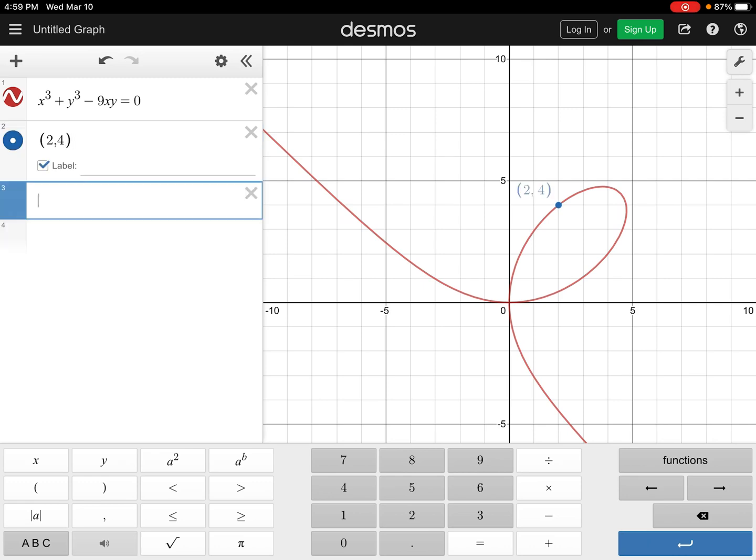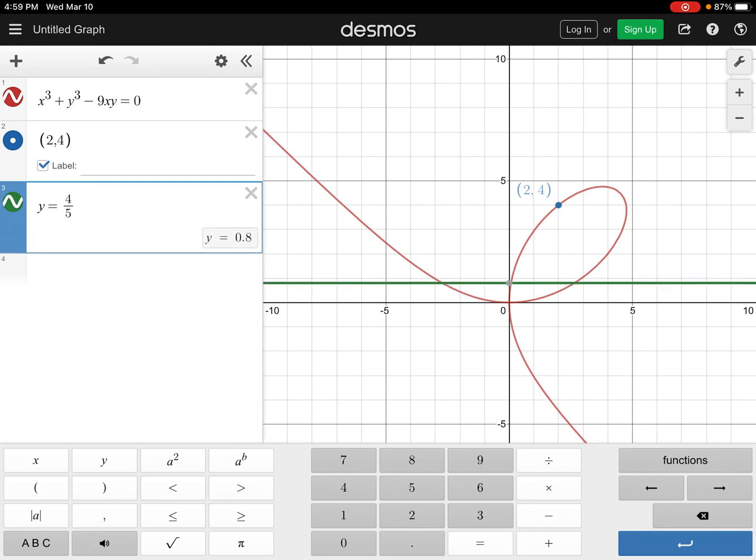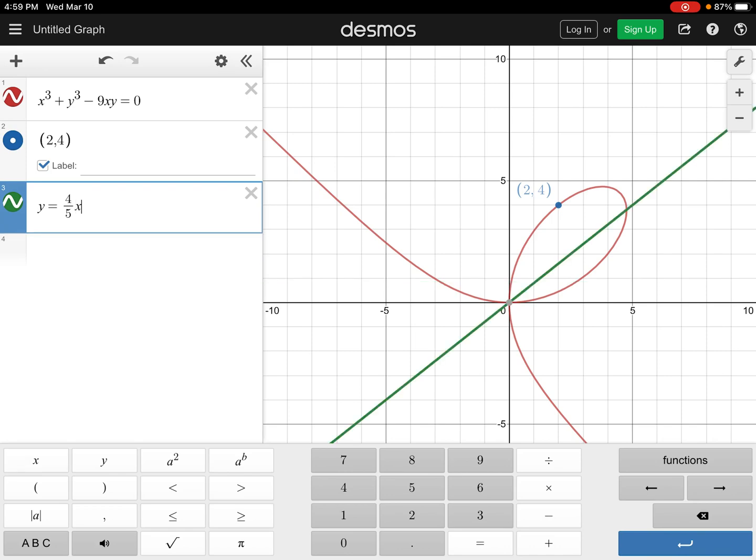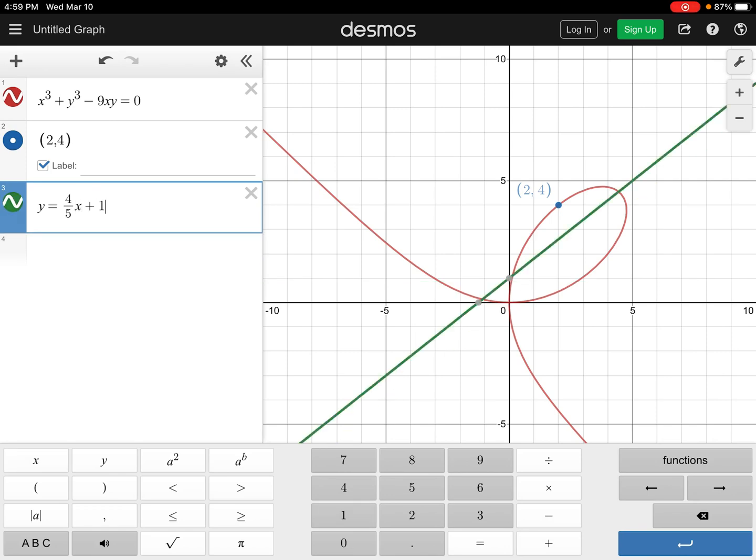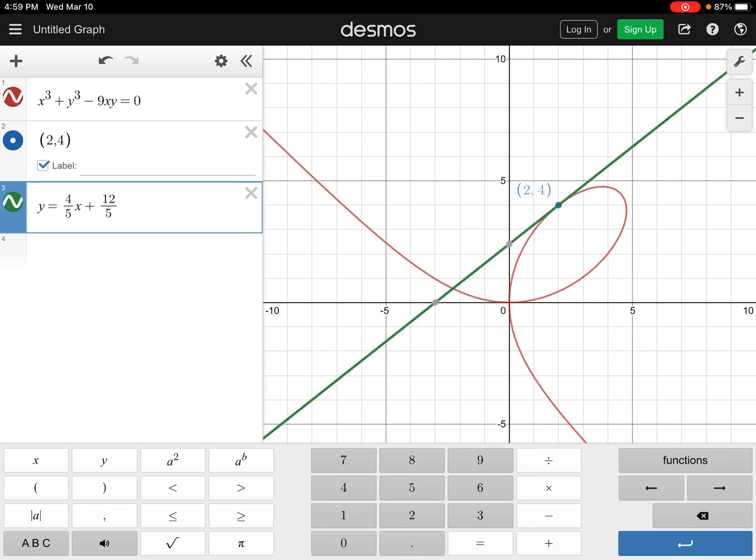Okay. So let's see here. Man, if this doesn't work, I don't know what I'm gonna do. All that work. 4/5 x plus 12/5. Oh, there it is. Right. And we found it, just like that. And again, there's no way to solve this curve explicitly for y. So this is the only way to find these slopes and these tangent lines.